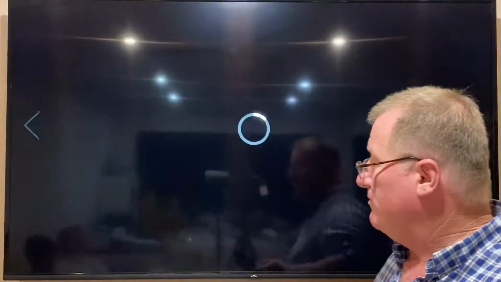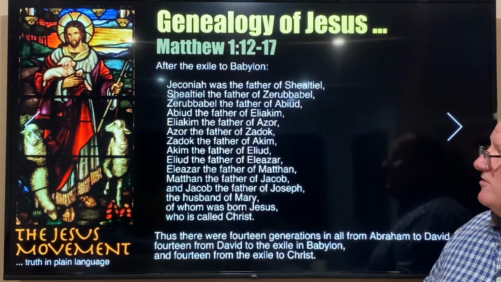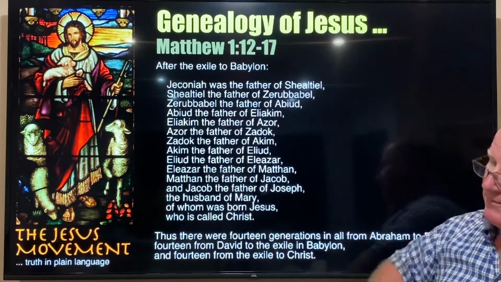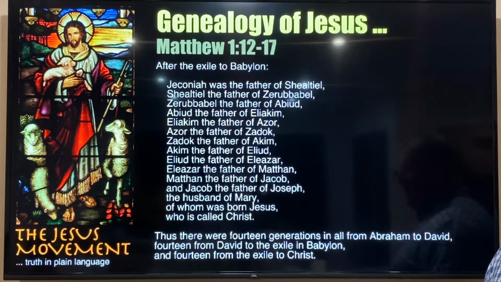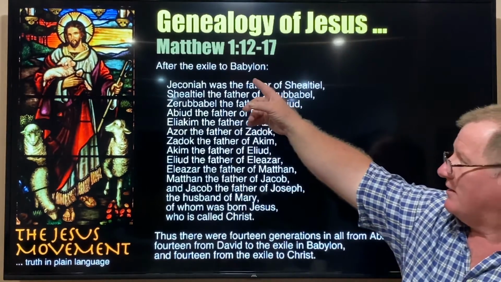So I'm just going to start the beginning of the lesson by putting up this table. And this table is actually the genealogy of Jesus, or a portion of it. This is the section from Matthew chapter 1 verses 12 to 17, and this is the scripture which is given to us after the exile to Babylon.